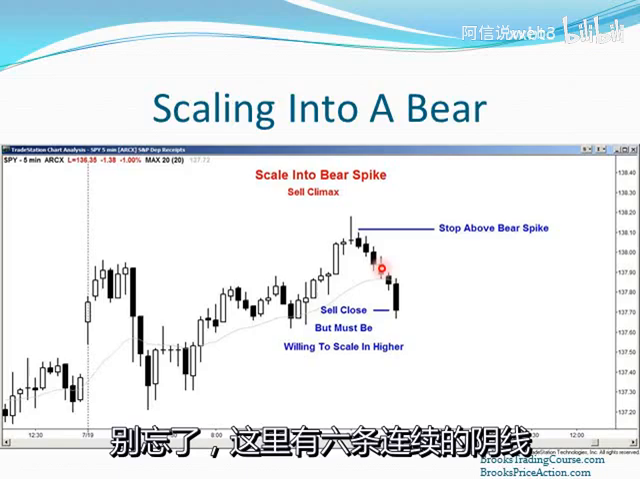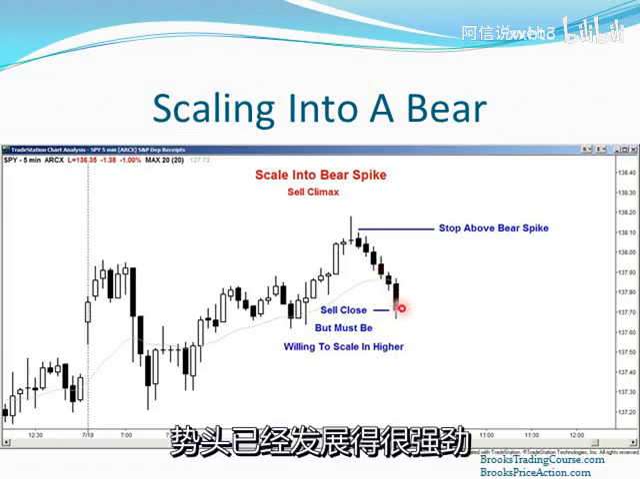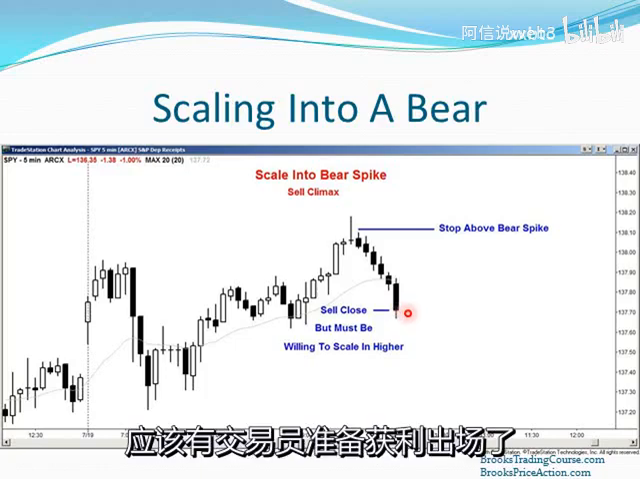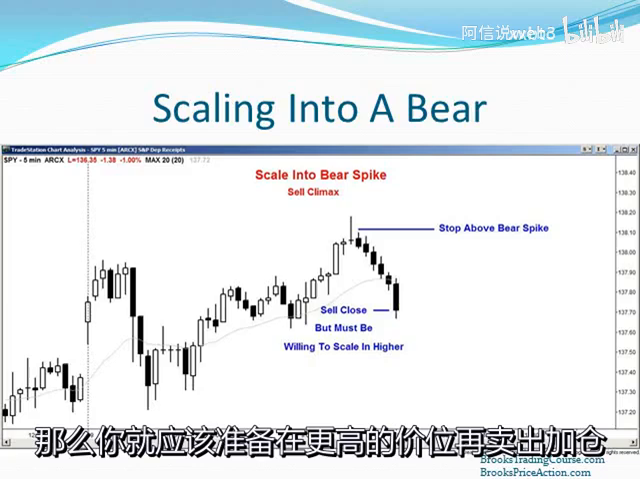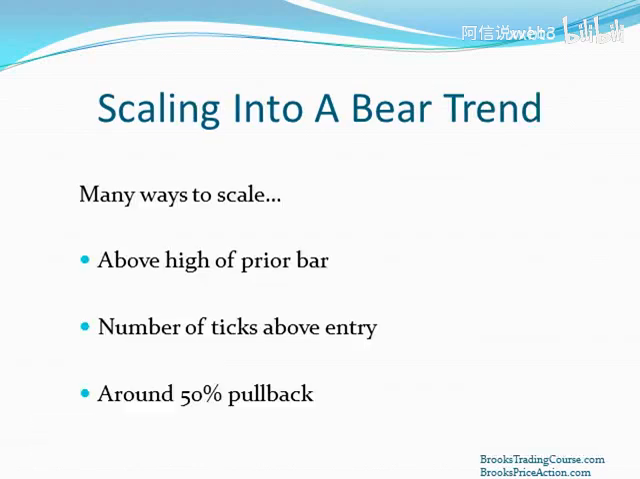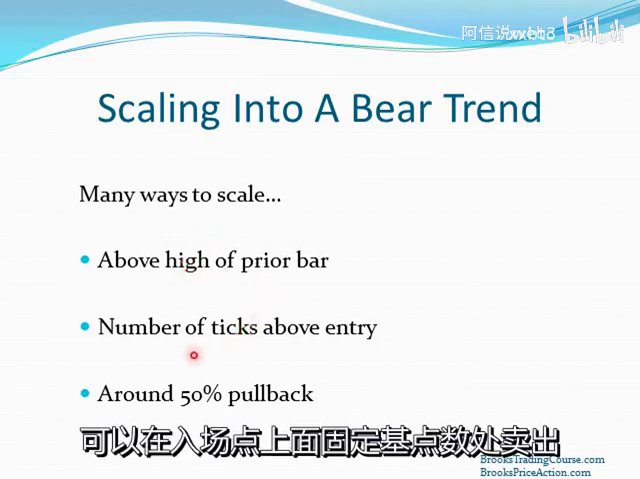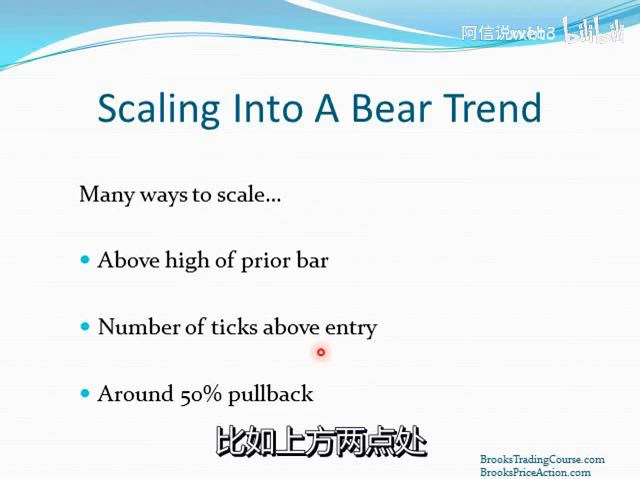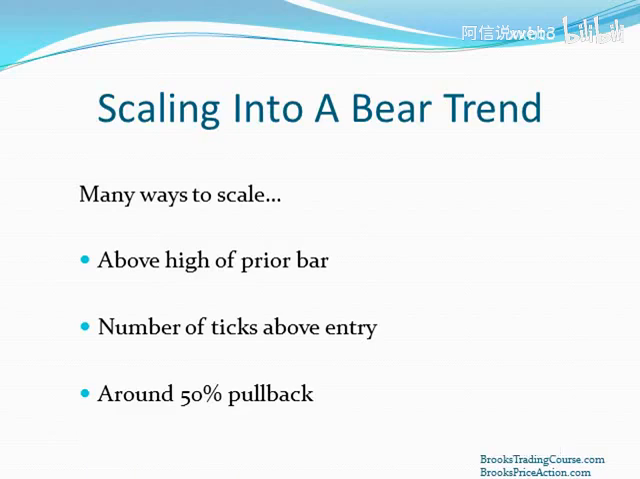Also, now we've had 6 consecutive bear bars, which is getting extreme, and traders will start looking to take profits. So if you sell this close, you have to be willing to scale in higher. There are many ways to do it. You could sell above the high of the prior bar. You could sell a fixed number of ticks up, like 2 points up, or you could sell a pullback, like maybe 50% retracement.